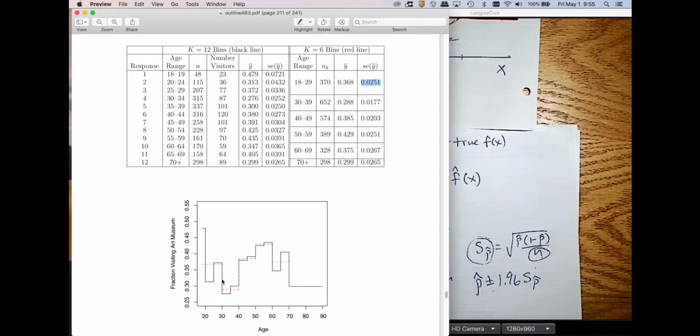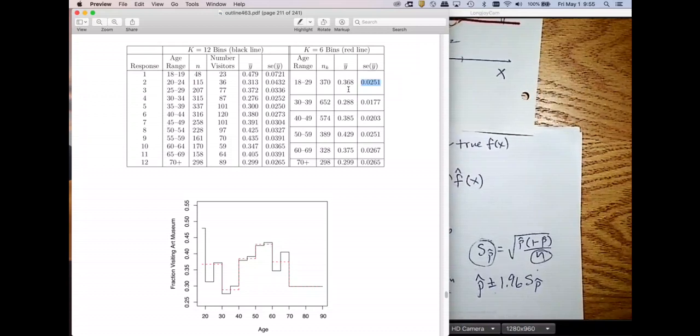The red dashed line shows the estimate for this 6 bin smoother. And what you'll see is that we've gotten rid of a lot of the wiggles. So if you're very young, you tend to go to art museums a bit more. I like to speculate that this is because you don't have kids. And then you get married and you have kids and you don't have time to go to an art museum. You go to the dinosaur museum instead. Then when the kids get old enough, you can start going to art museums again.